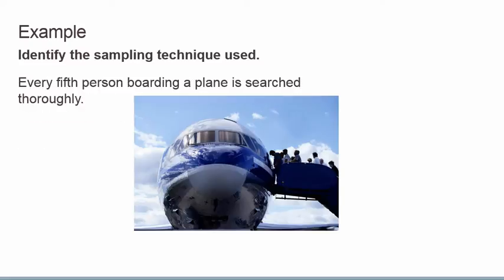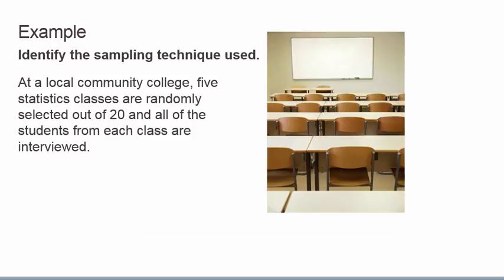Example. Identifying the sampling technique used. Every 5th person boarding a plane is searched thoroughly. Since we are looking at every fifth person, we're dealing with a systematic sample. Example, identify the sampling technique used. At a local community college, 5 statistics classes are randomly selected out of 20, and all of the students from each class are interviewed. The people who are going to be interviewed are broken up into classes, and 5 of those classes are selected and everyone is interviewed. So we're looking at a cluster sample.